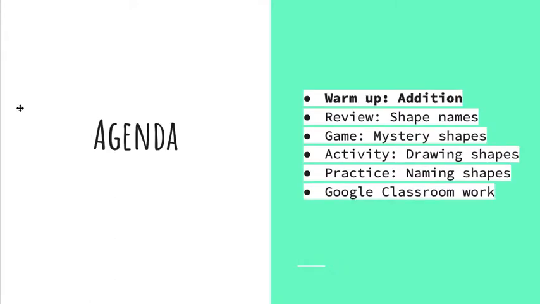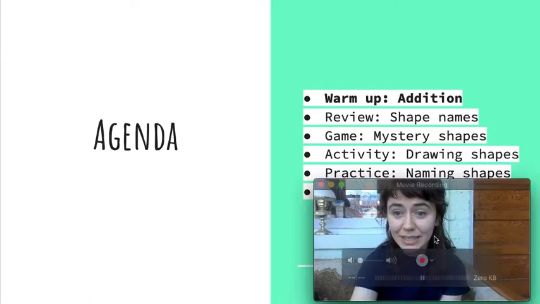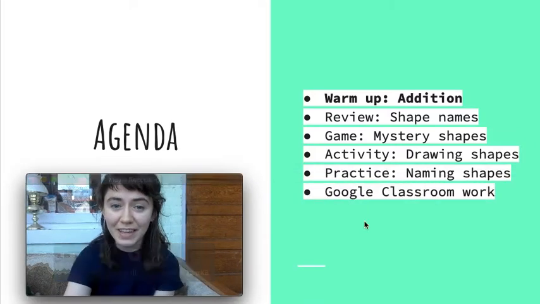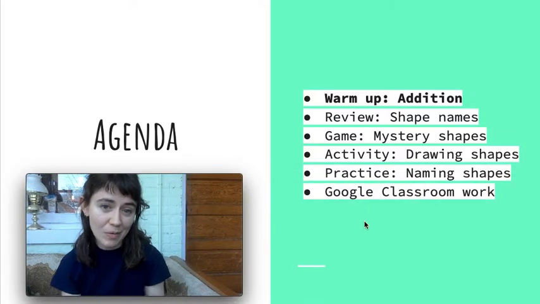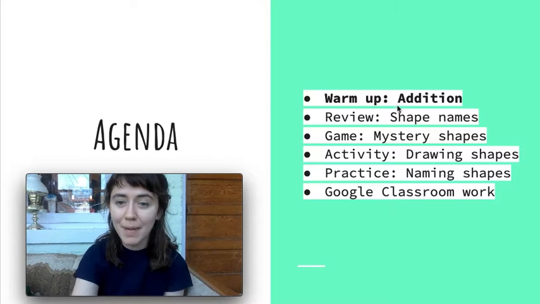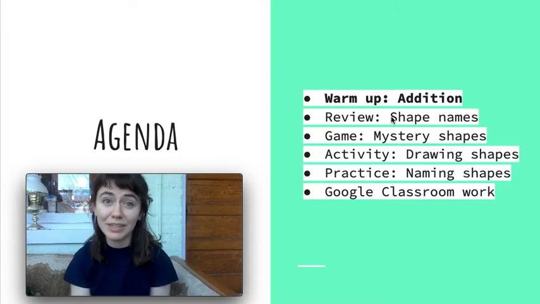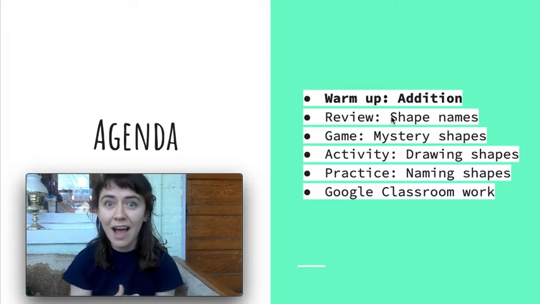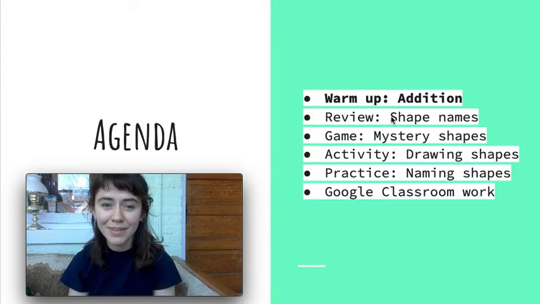Today I'm going to do something new, which is an agenda. So in this video, we are going to do all the things on this agenda in this order so you know what we're doing. So first we're doing an addition warm-up, then we're reviewing our shape names that we learned yesterday, all those polygons. Then we're going to play a game with mystery shapes.